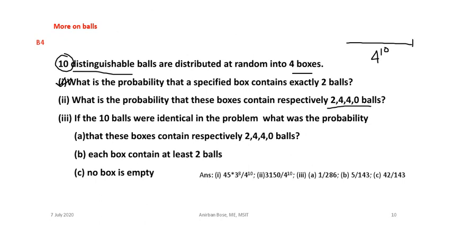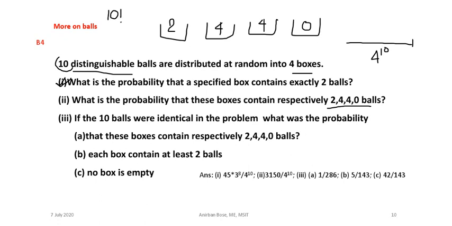Since the balls are distinguishable, suppose these are 4 boxes and it is known that the distribution will be in this way, but the balls are distinct, different balls. So the 10 balls can be arranged. You just consider all possible arrangements by which the 10 balls can be arranged. Definitely they can be arranged in 10 factorial ways in all orders. But when you put these balls into boxes, suppose 2 balls go in one box, then whatever be the order, it will remain the same.